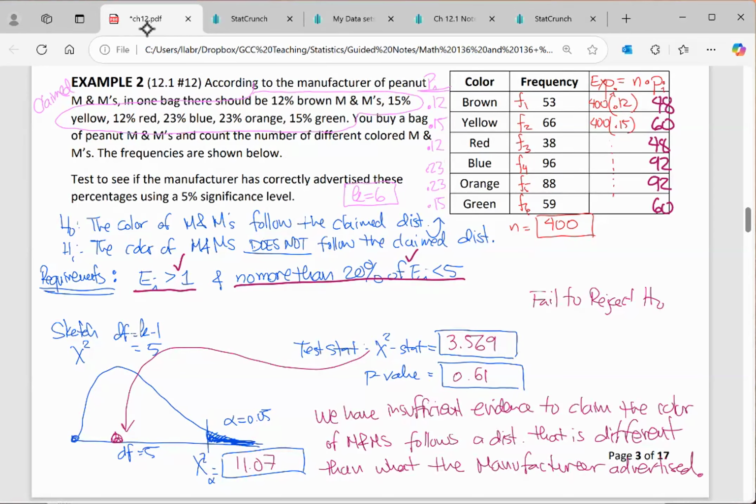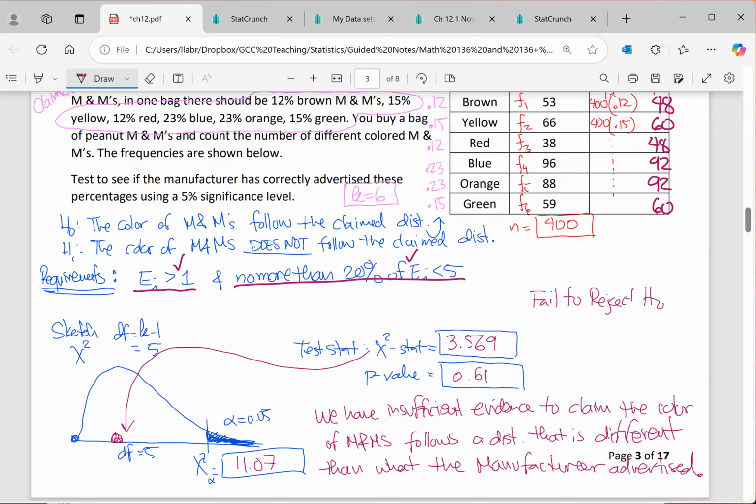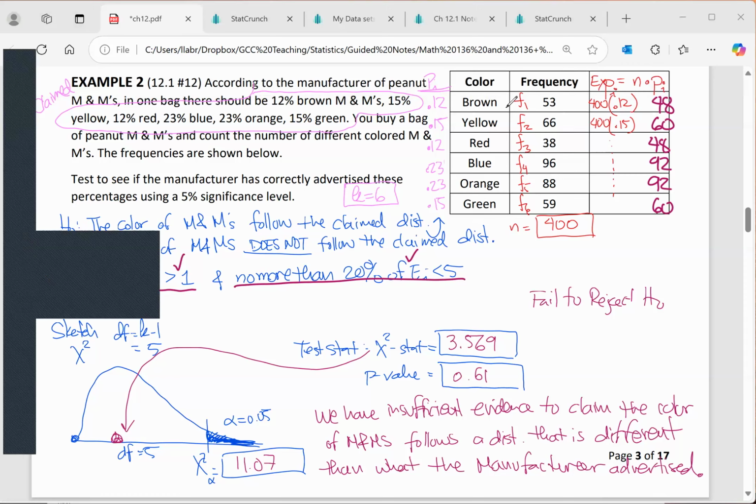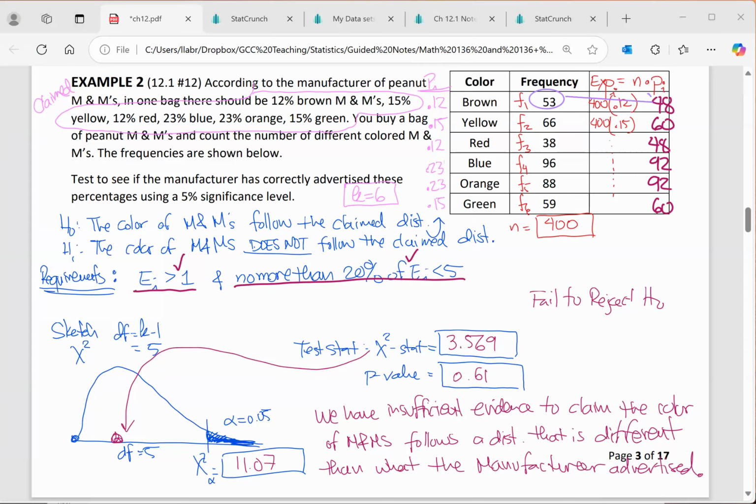All right, and that actually makes a lot of sense because the manufacturer is the one that has control over this, right? They're the ones that mix the colors. So whatever process they're employing, our sample tends to agree with their claim distribution, which makes sense, again, because they're producing this. Now, I do want to point out that whenever you reach a conclusion, always go back and just compare. Here's the claim, observed frequency. Here's the claim that it should be 48. 66 versus 60. 38 versus 48. So that one maybe has quite a wide gap there.